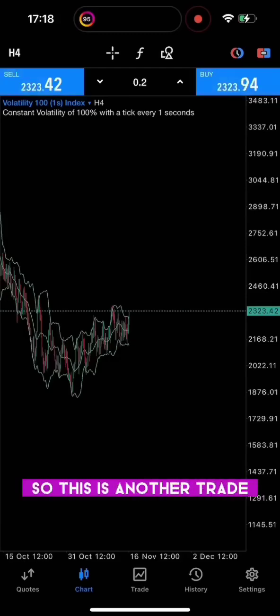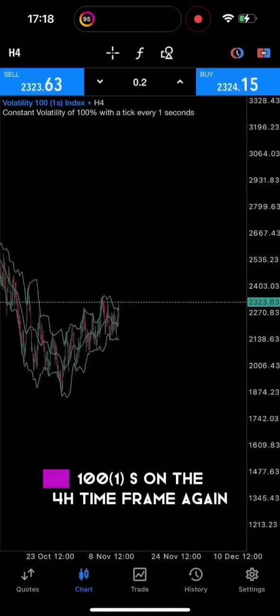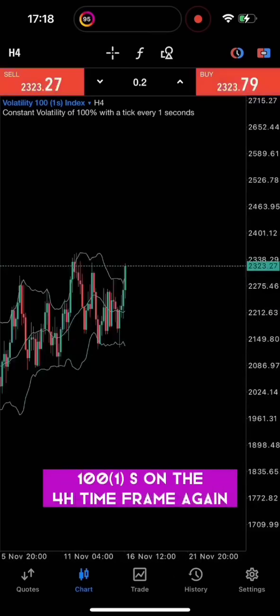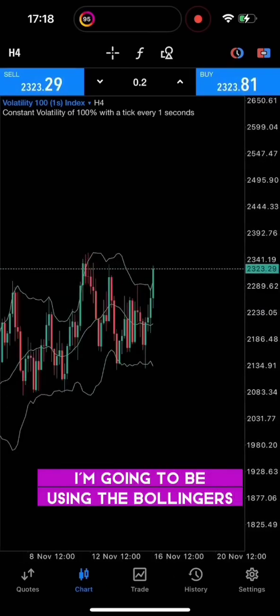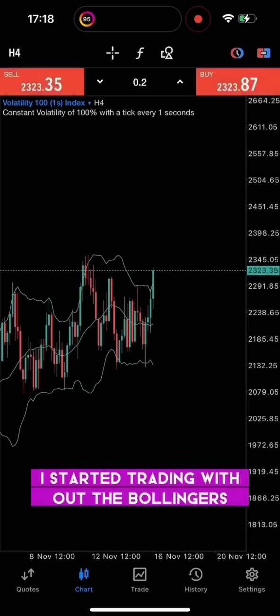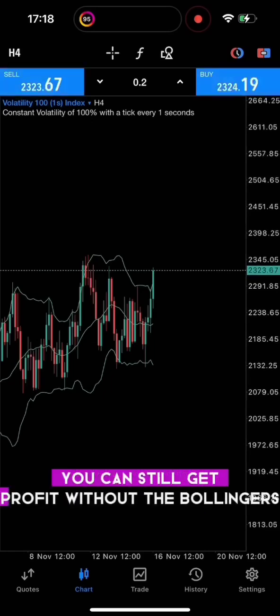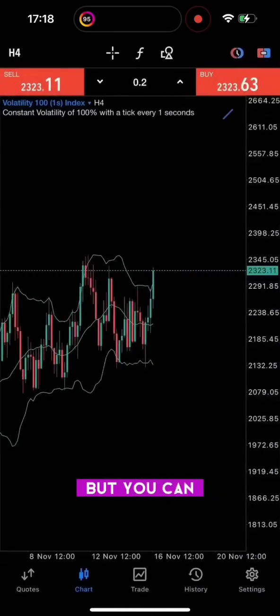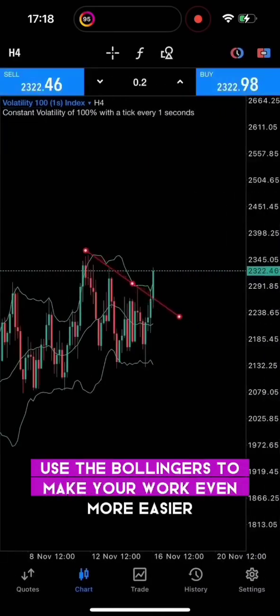So this is another trade. This is Volatility 100 on the 4-hour time frame. Again, I'm going to be using the Bollingers. I started trading without the Bollinger to show you that you can still get profit without the Bollingers, but you can use the Bollingers to make your work even easier.